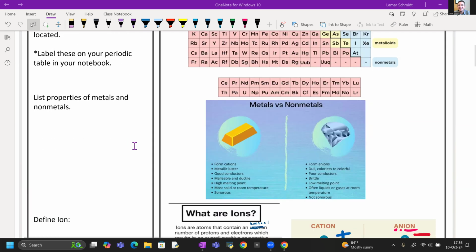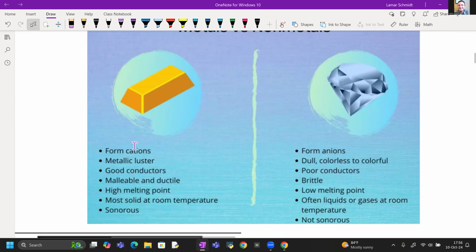Then on this, I had you list some properties of metals and nonmetals. We see metals form cations and nonmetals form anions. We're going to go over those two terms today. Metals have a luster or a shine, whereas nonmetals do not. Metals are good conductors of heat and electricity. Nonmetals are poor conductors. Metals can be shaped, whereas nonmetals are brittle. They would break really easily.